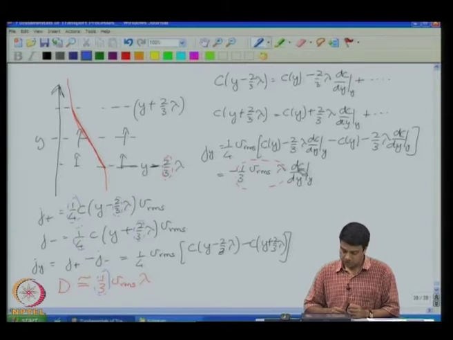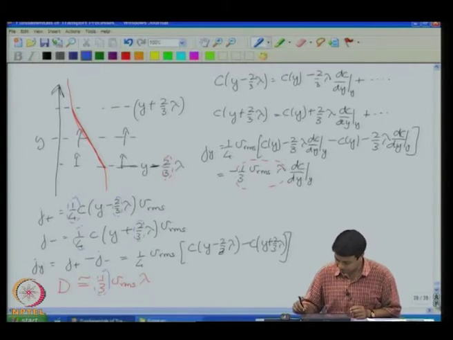Next, how do we estimate this diffusion coefficient? We have to know what Vrms is and what lambda is. We will go through that for a gas in order to justify why the diffusion coefficients that are actually measured in experiments have the values that they have.